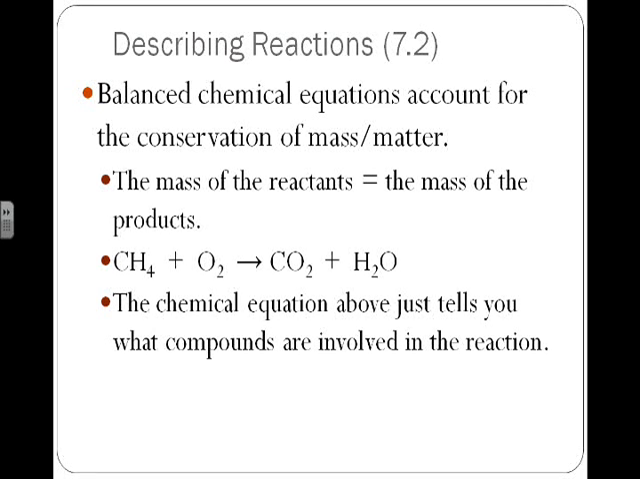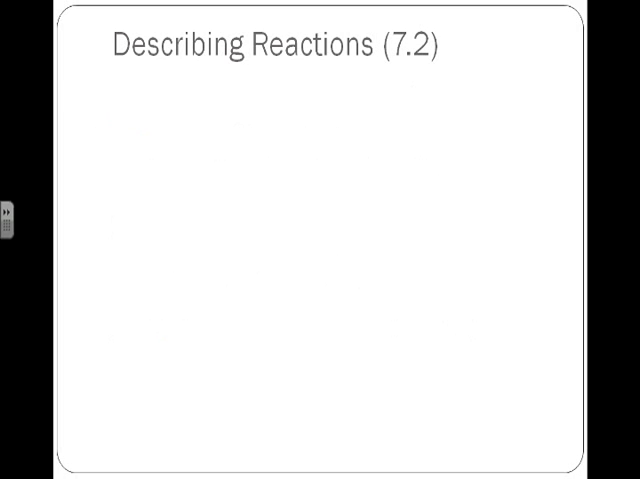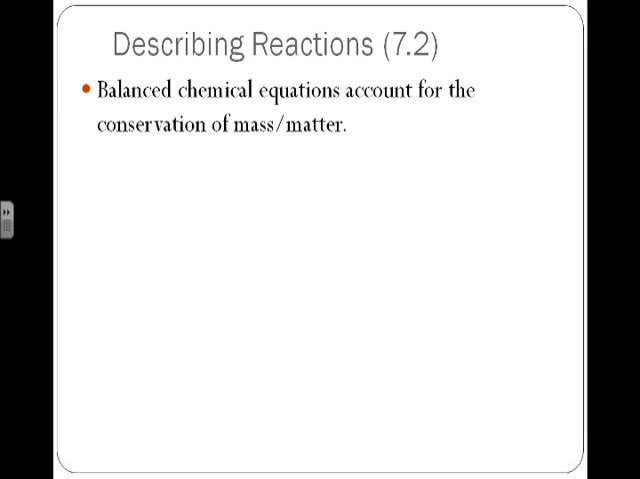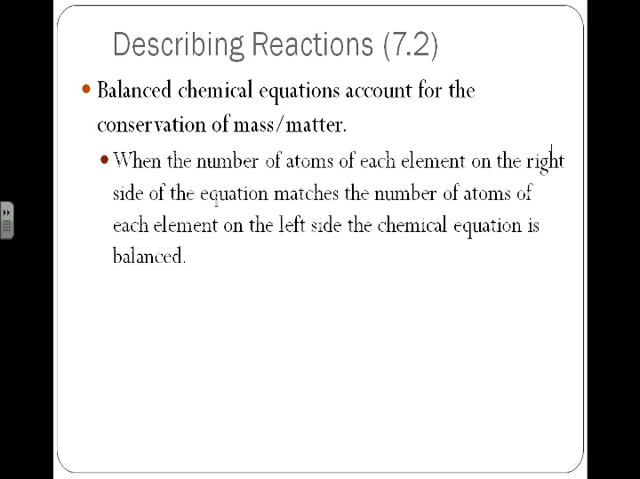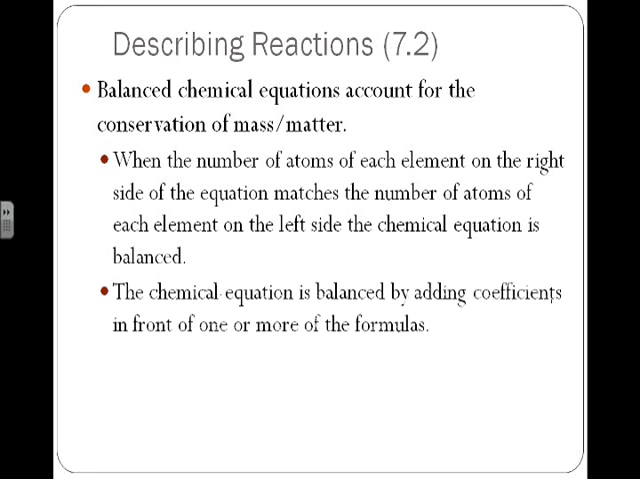Now the chemical equation above just tells us which compounds are involved in the reaction, but we don't know how many of each atom we will need yet because it's not balanced. Balanced chemical equations, again, account for the conservation of mass and matter. When the number of atoms of each element on the right side of the equation matches the number of atoms of each element on the left side, that means the chemical equation is balanced.